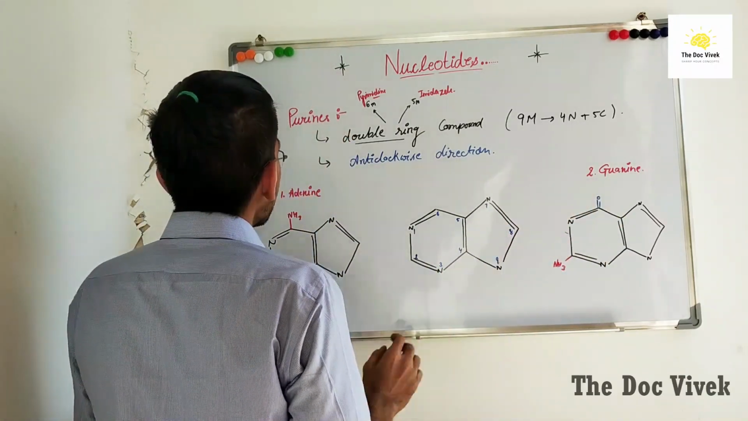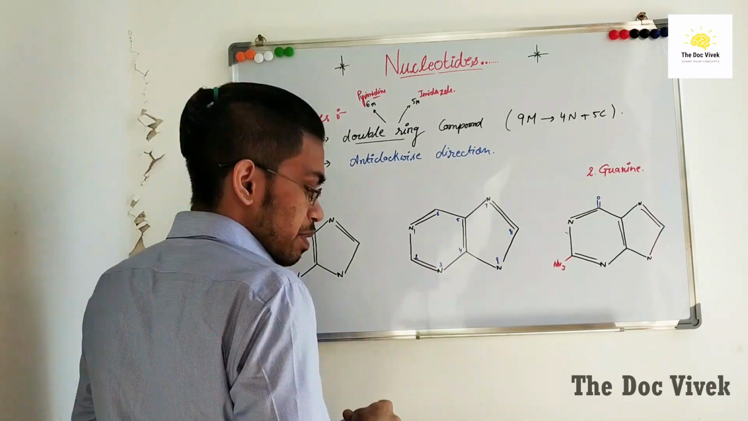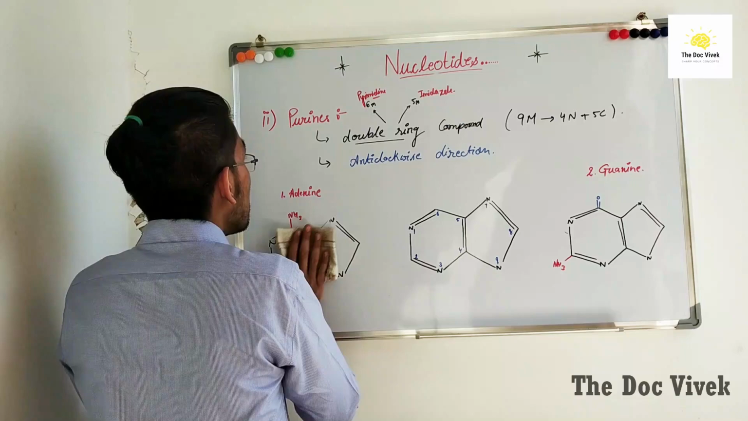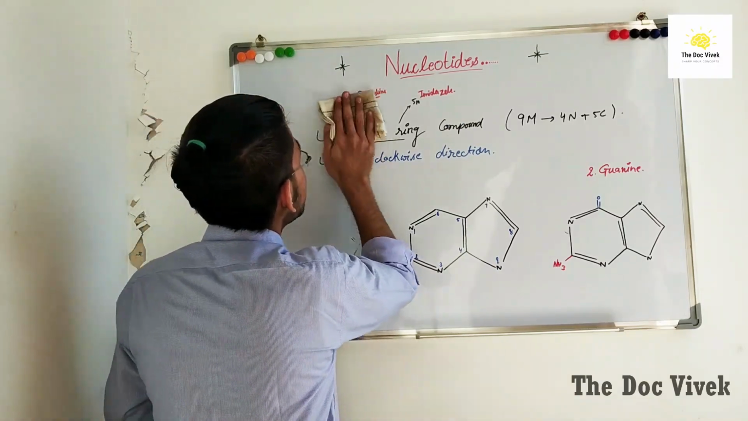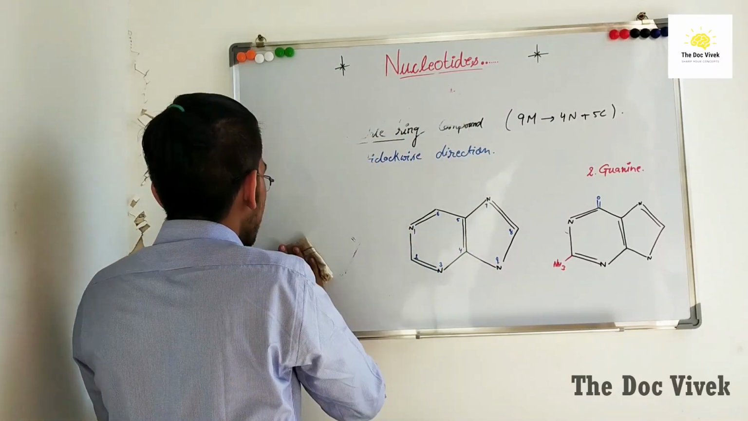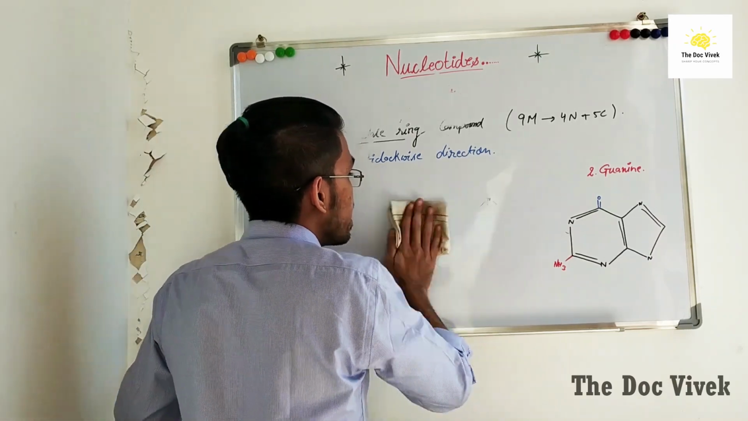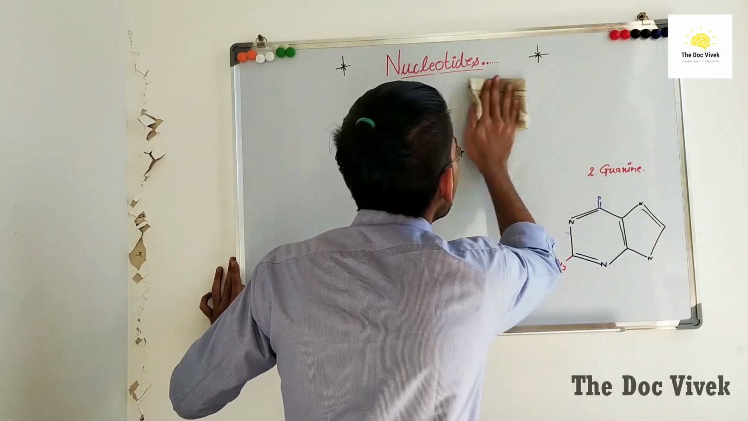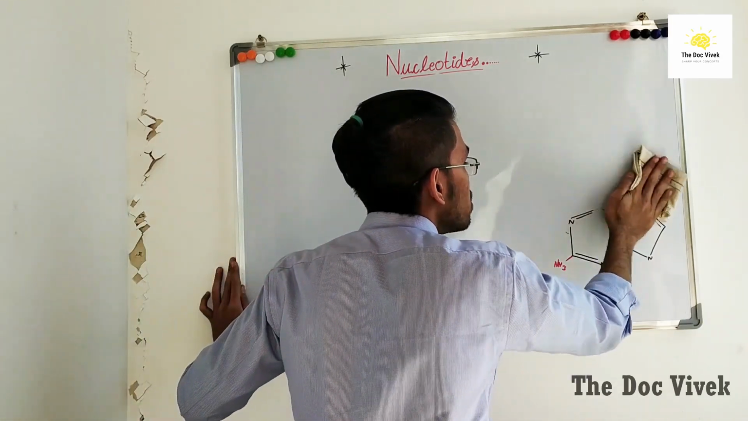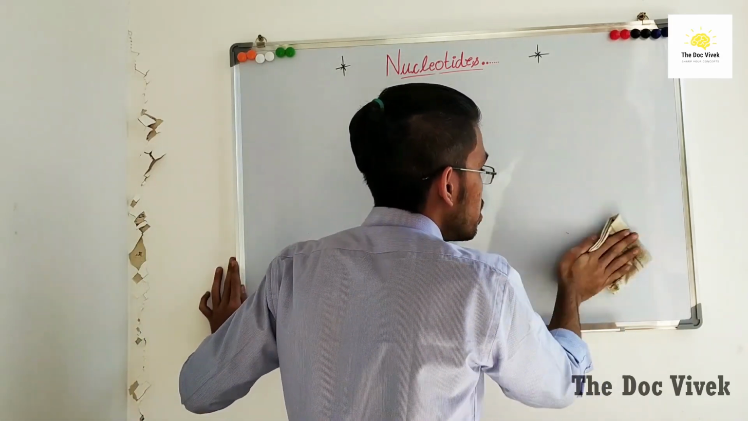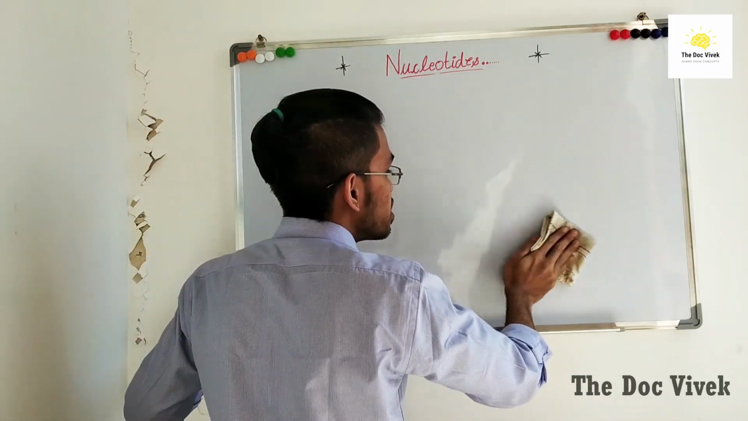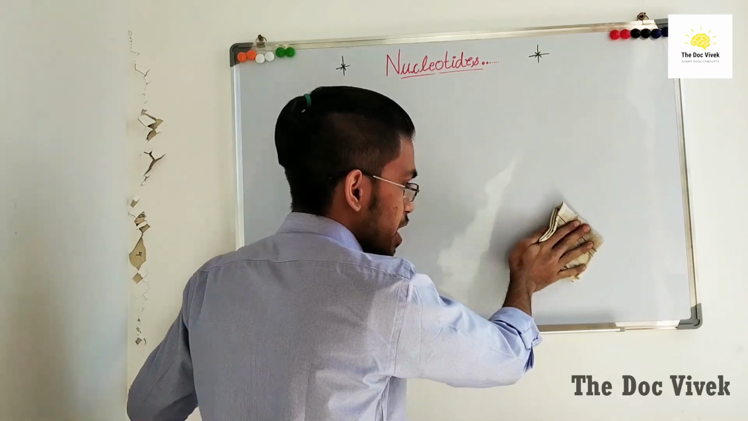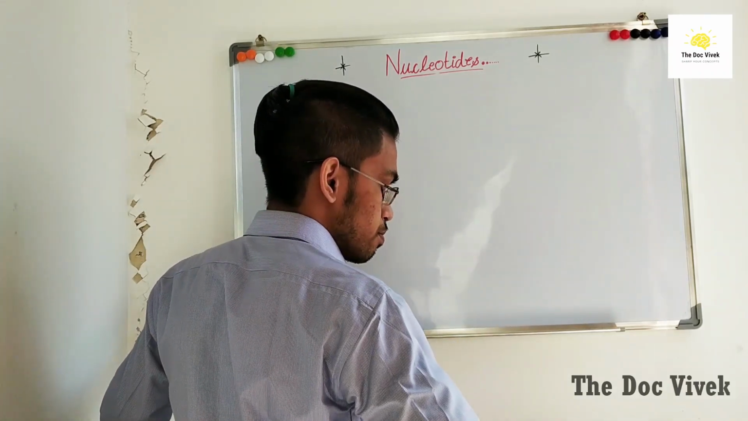So this is all about purines and pyrimidines. There are some unusual nitrogenous bases which are present in our DNA and RNA. The main function of these unusual nitrogenous bases which are present in our DNA and RNA is to recognize some very important enzymes.